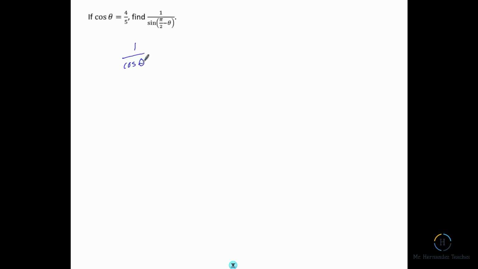Well, 1 over cosine of theta, we know that cosine of theta is 4 over 5. So I can substitute that in, 1 over 4 fifths. And then if I just want to get that reciprocal, 1 divided by 4/5 is just the reciprocal, so 5 divided by 4. So this 5 over 4 is equivalent to 1 over sine of pi over 2 minus theta.